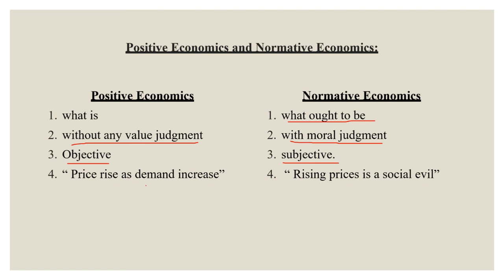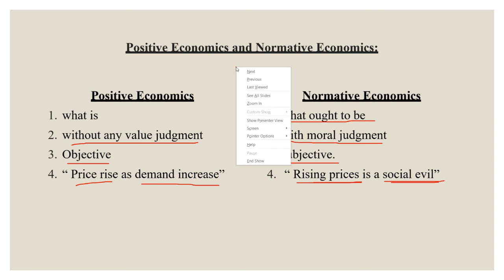Suppose demand increases and price rises. Demand increases, and that leads to a rise in the price. It comes under positive economics. Whereas an increase in prices leading to social evil or social ruin comes under normative economics.